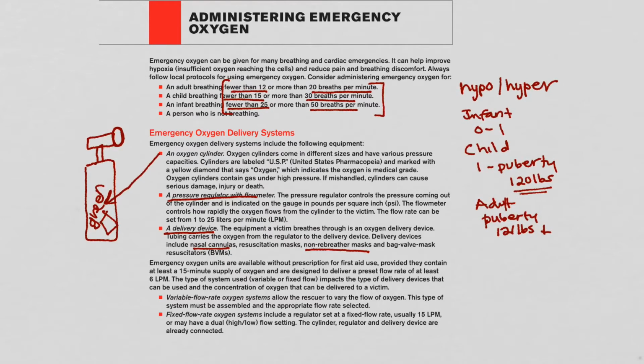unconscious patients as well. So the oxygen cylinder, as I've already said, is most often green, but it's going to vary in its sizes, and it's going to vary in its pressure, how much oxygen it actually can contain.